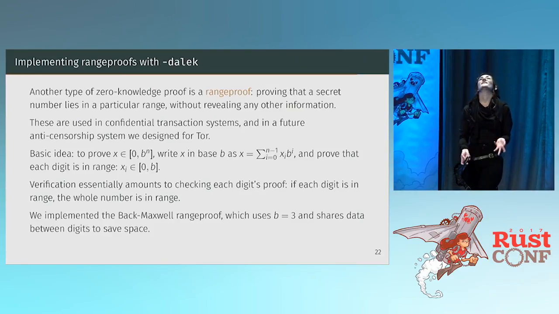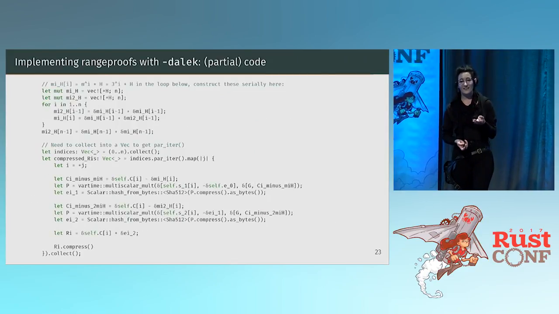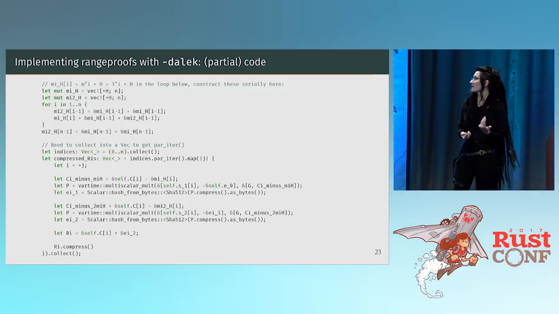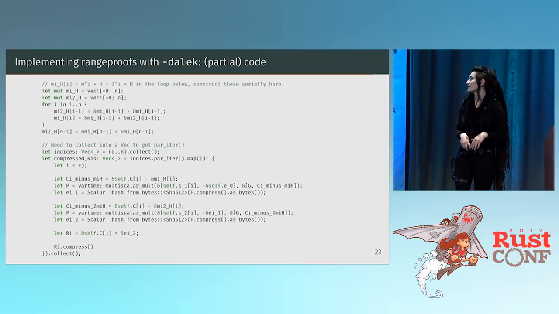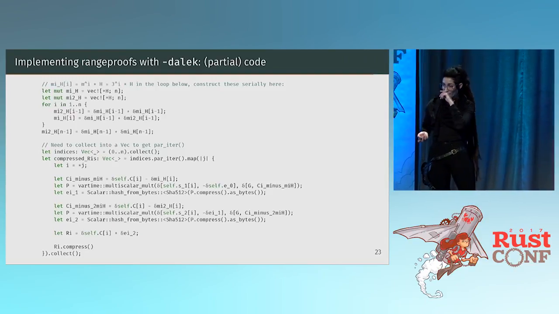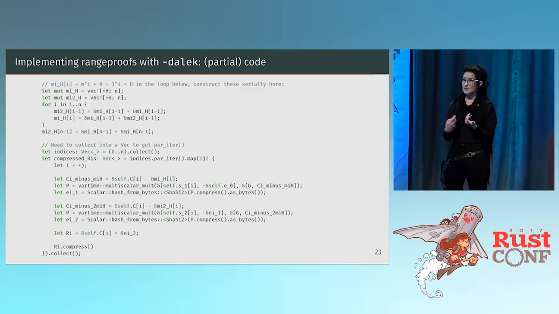Computers don't really like ternary systems. Also human brains don't really like ternary systems. It turns out to be really not nice to implement. But just so you can see an example of what it looks like to use curve25519-dalek, this is using Rayon, so the computation of the ring signature for each of the digits can be done in parallel. And this is from the inner loop of the verification of one of these proofs.